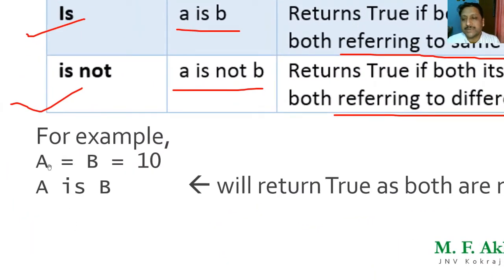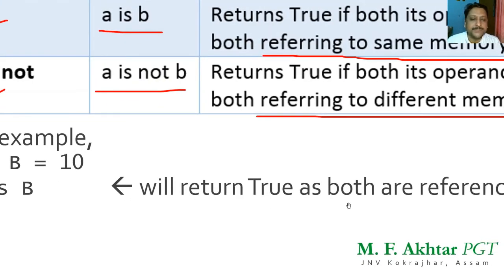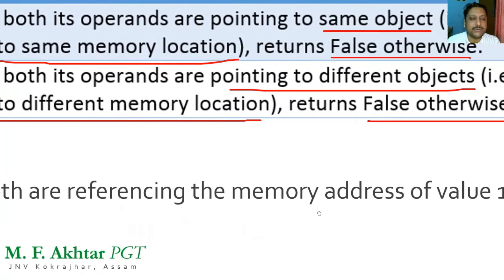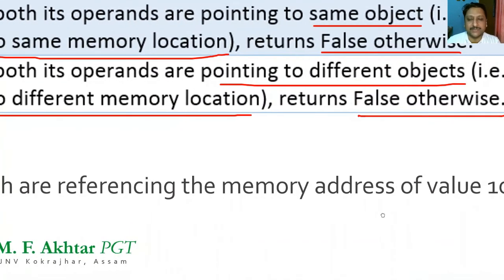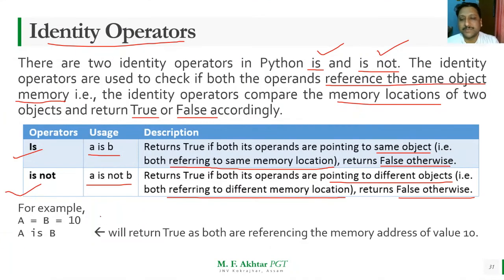For example, a equals b equals 10. Okay, 10 is stored in a and b. Now if it checks a is b, it will return true, as both reference the same memory address of value 10. This is the identity operators is and is not.